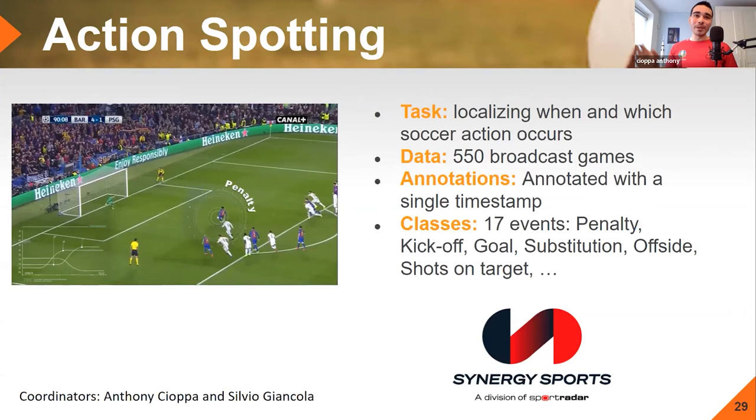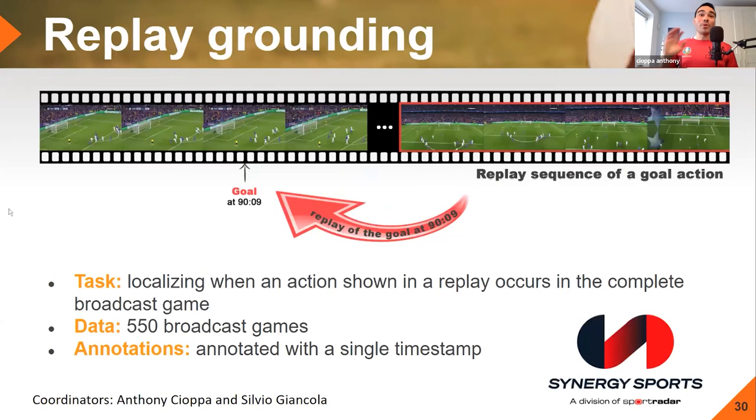Next we have replay grounding, which consists in retrieving the timestamp of an action shown in a given replay shot within the whole game. This is showing somehow the importance of an action, since if it is replayed several times, it probably had an impact on the game. So this task is very useful if you're doing automatic highlight production. Here, it relies on the same data as for action spotting, so the same 550 games with all the same provided features. But unlike action spotting, in replay grounding, we don't take the class into account. It can be any action, and we don't make any discrimination on that.